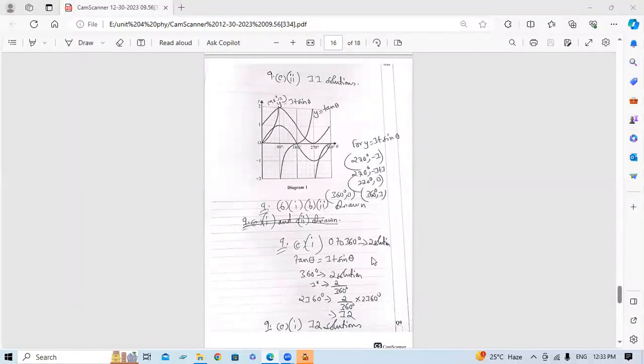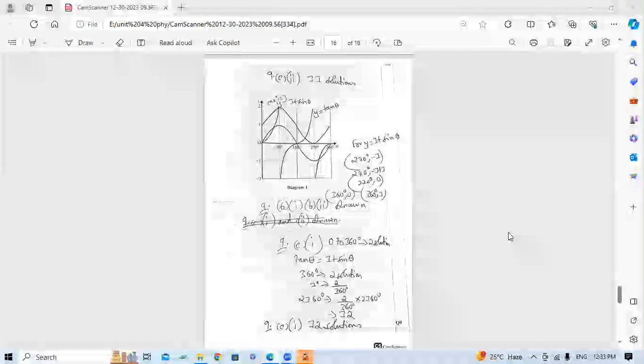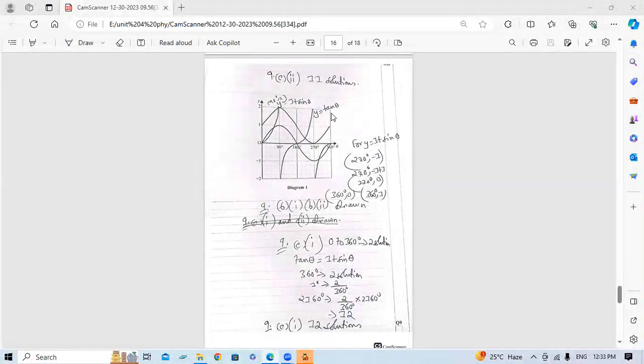And here are the steps which you need to follow for finding the 12 solutions, the main answer. You can take a screenshot over here for your own help. 9C2 will be 11 solutions. And these are the graphs for y equals 1 plus sine theta and y equals tan theta.